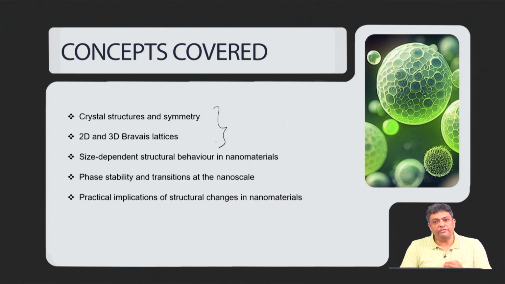For that, we will first give you a brief overview of the various types of crystal structure. What do we understand by symmetry? What is a 2D Bravais lattice or what is a 3D Bravais lattice? You will find that there are various types of Bravais lattices. We will give you a brief overview of this, and then we will move to the point of size dependent structural behavior in nanomaterials. How does this structure change?